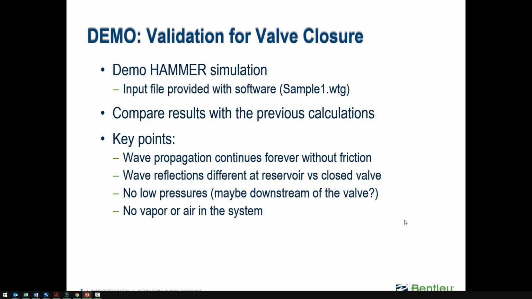We don't see low pressures that are too significant to be concerned with, but it's possible if there's other piping downstream of the valve, that might be a concern there, because there might have been a downsurge wave that traveled further downstream that could have an impact on the rest of the system that we may need to look at. And also, there was no vapor or air that formed in the system. We did not introduce any air valves, and we didn't have any vapor pockets forming.